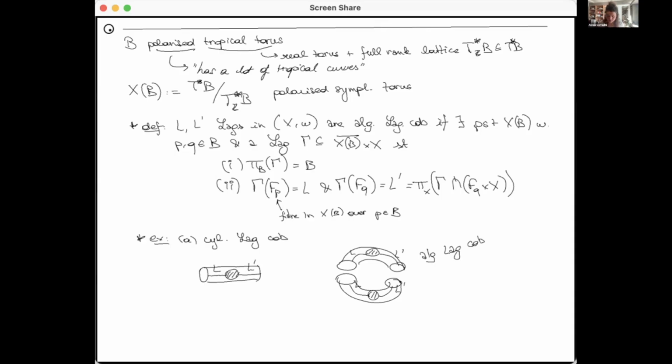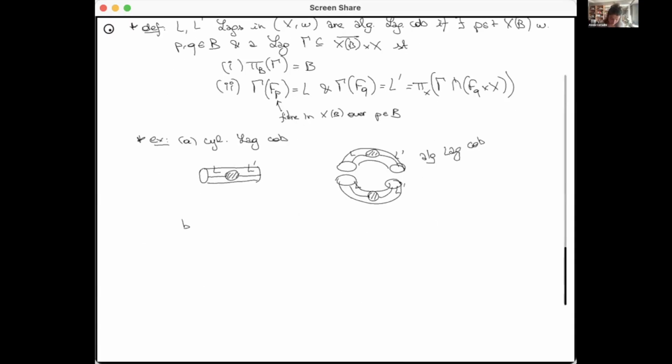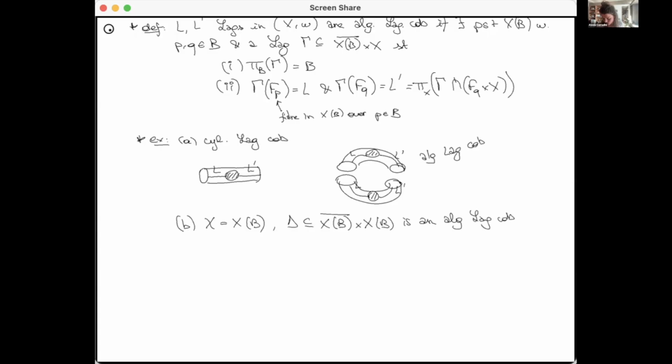You can kind of think of this as the mirror to the fact that if I have a family over P1, I can pull it back to a family over an elliptic curve by using the double cover from the elliptic curve down to P1. So a second example is if X is itself a polarized symplectic torus, then I can look at the diagonal inside this product. And this is an algebraic Lagrangian cobordism between the fiber over P and the fiber over Q for any P and Q in B.